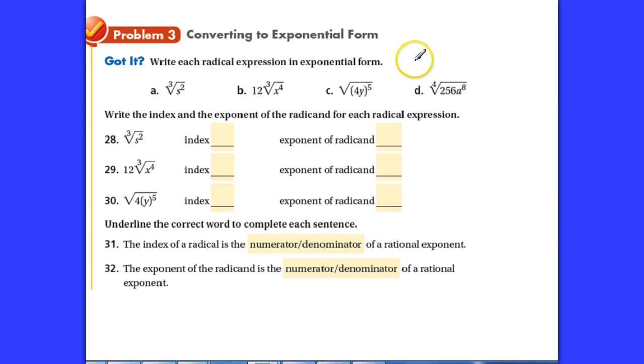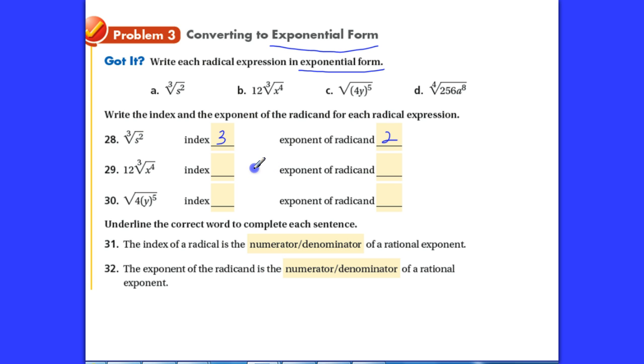This I would expect you to be able to answer. Converting to exponential form. Okay, it says write each radical expression in exponential form. And here's the examples they're going to walk us through right here. So number 28, you have the cubed root of s to the power of 2. Well, the first thing you need to do is identify the index is 3 and the exponent of the radicand is 2. All right, and we'll see what to do with that in just a little bit.